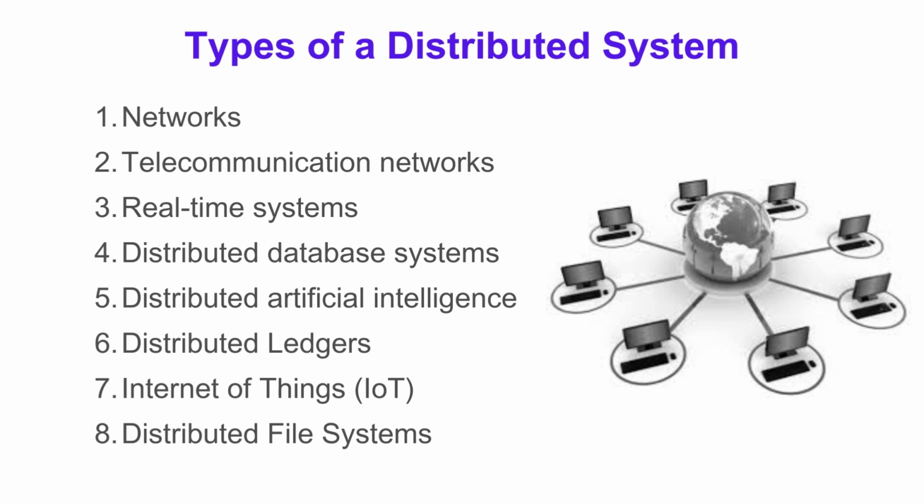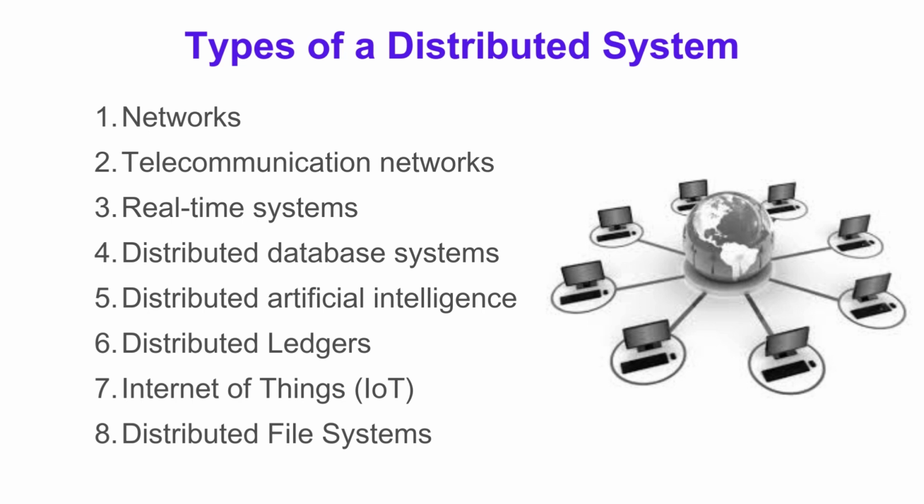And then we have distributed ledgers. Distributed ledgers, such as blockchain, are a type of distributed system that allows multiple parties to have a shared tamper-proof record of transactions. Distributed ledgers can be used for a variety of applications such as digital currencies and supply chain management. And then we have IoT, the Internet of Things.